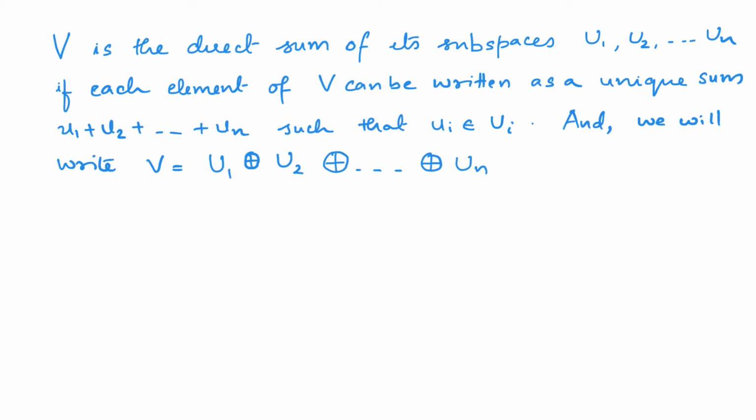However, we can simplify this a bit. Notice that if there is only one way of writing any element of V as a sum of elements u1, u2, etc. up to un, then in particular the additive identity of V can also be written in only one way. However, the interesting thing is that the converse is also true. That is, if the additive identity of V can be written only in one way as a sum u1 plus u2 plus etc. up to un, then this implies that the same is true for any element in V. And this is the result we are going to prove next.